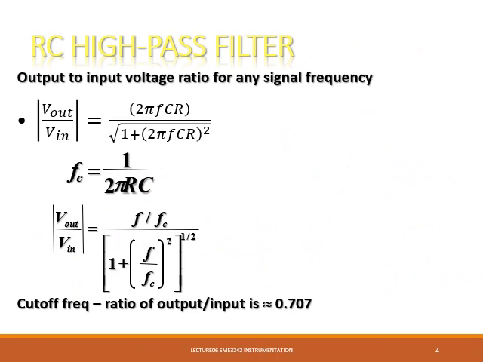The derivation that we did gives us the output to input voltage ratio at any frequency, meaning for a specific C and R here, we will be able to determine V out over V in by putting the frequency value here. As we already know, Fc is a characteristic that determines the behavior of our filter. So Fc can be designed by choosing suitable values of R and C here.